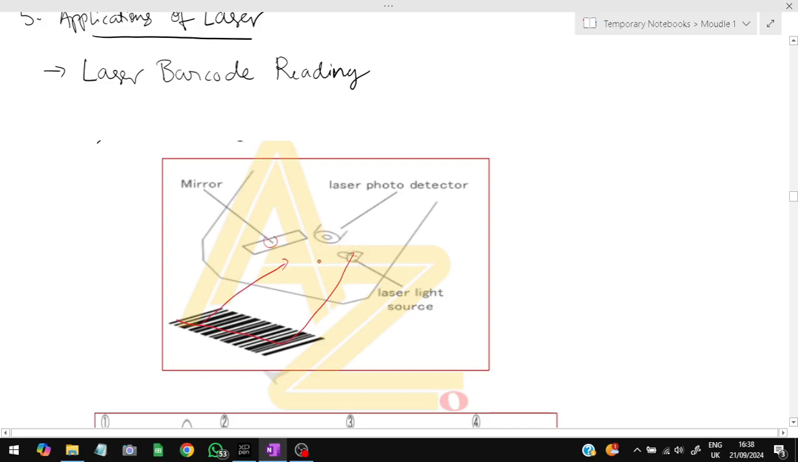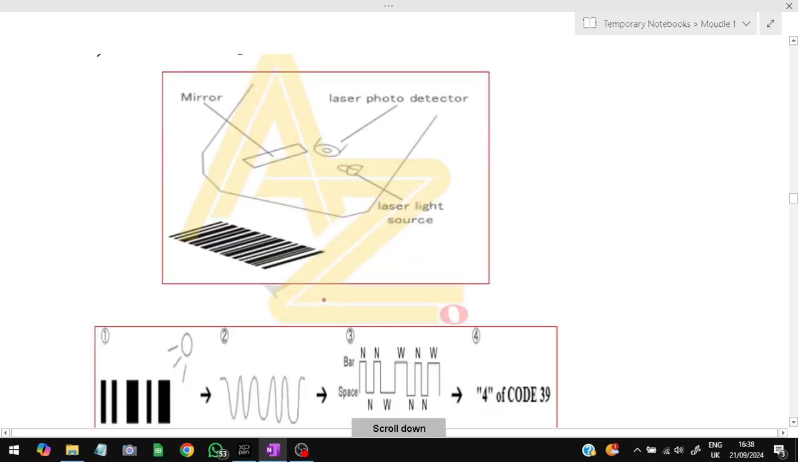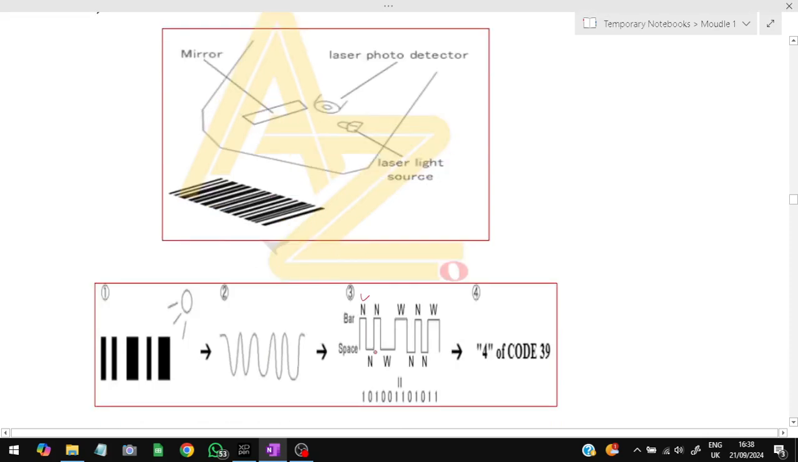Now what will happen? Where there is a black spot, it will get absorbed and not reflect. Black spots it will not reflect, the remaining spots it will reflect. So it will get an idea of how many positives there are and how many negatives, meaning which are higher level and which are lower level. So bar and space, we will get this data, and this data can be converted to our code, so that with ones and zeros we get to know the code of that product. This is the application where the laser is used.